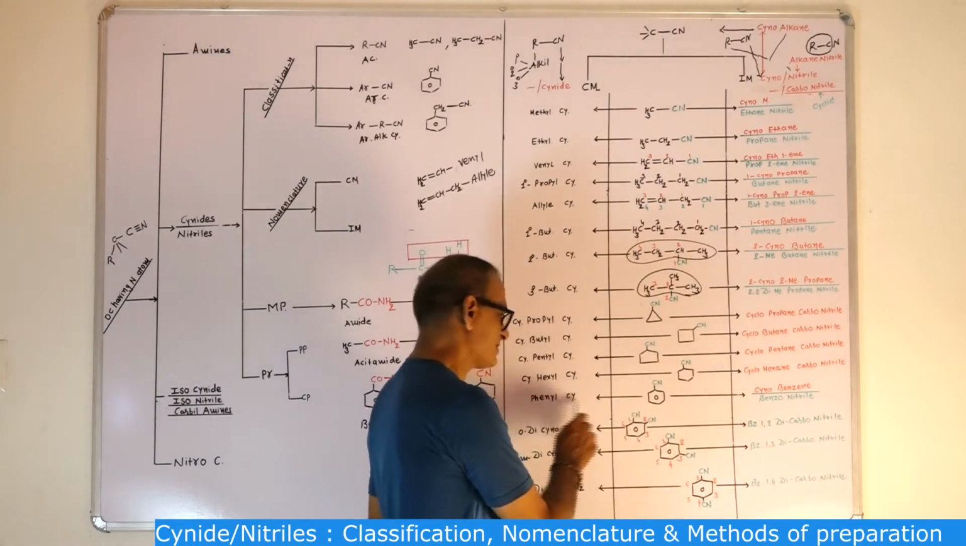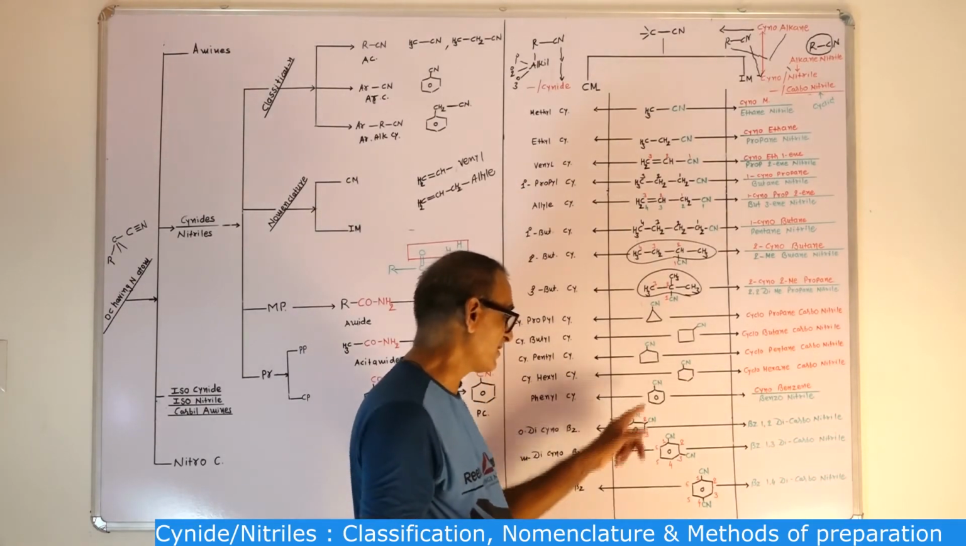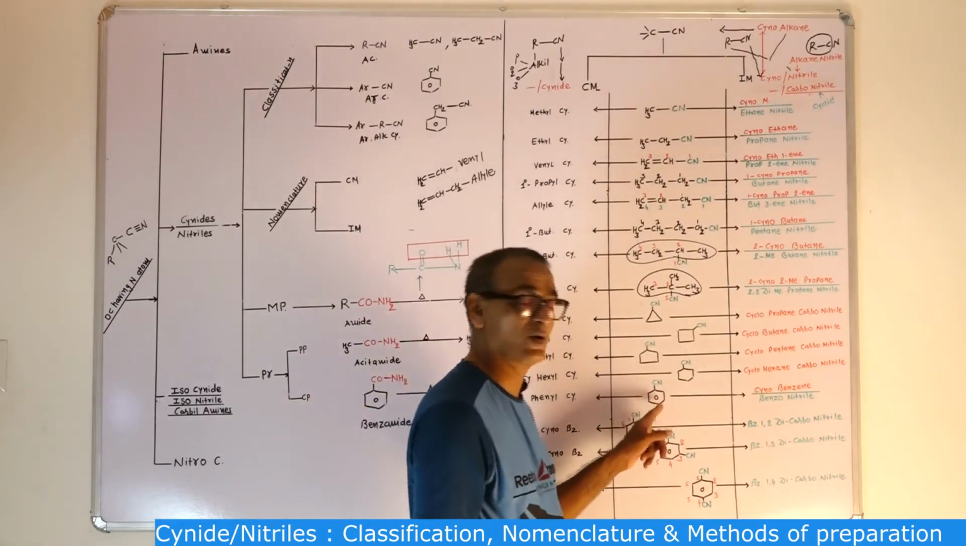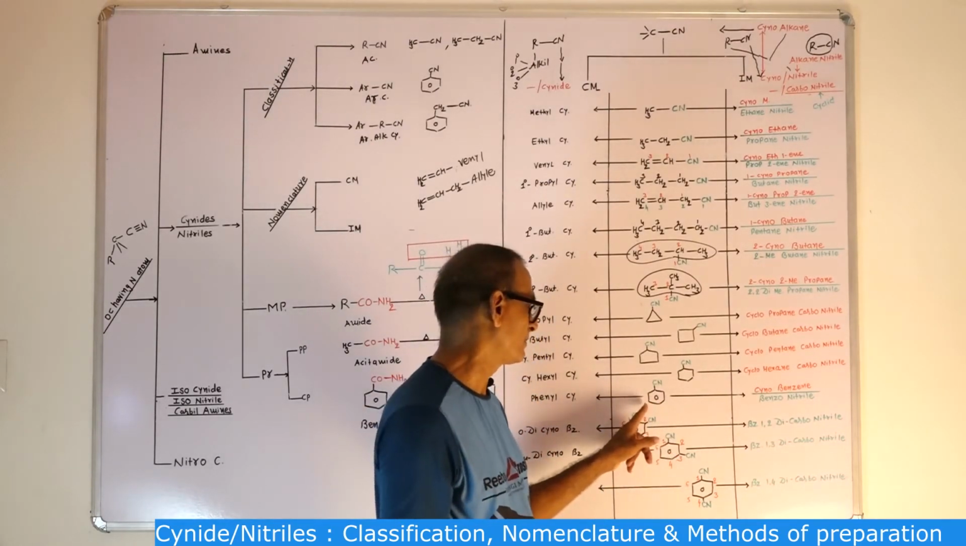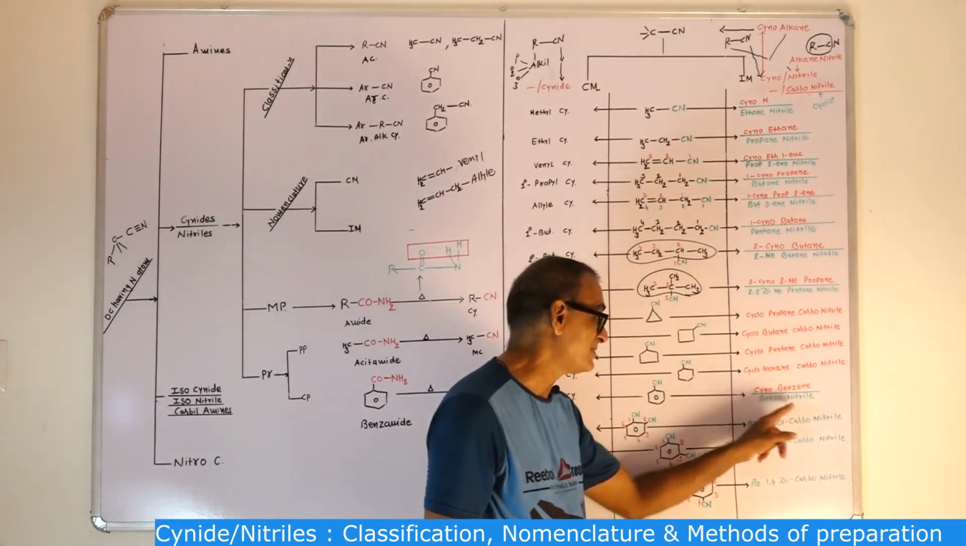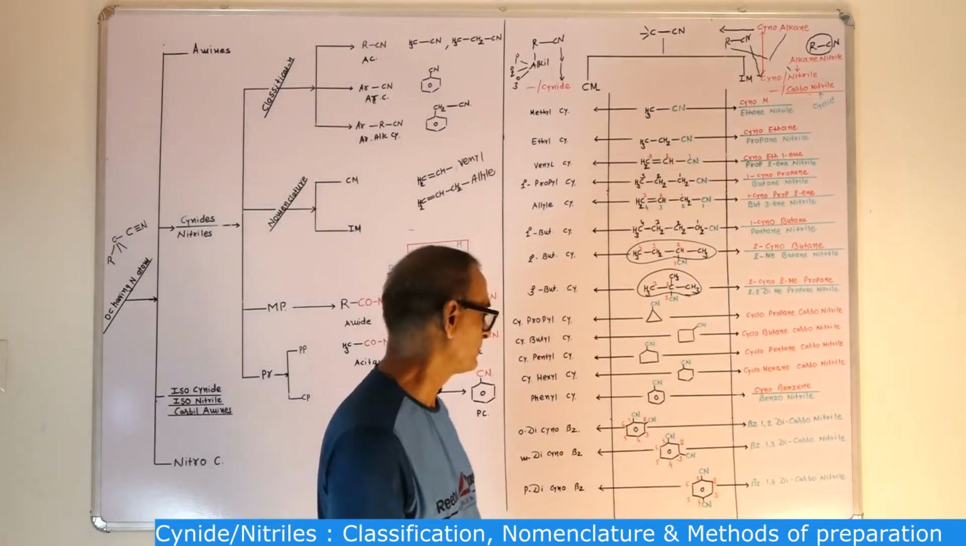This is phenyl cyanide. The circle indicates the presence of 3 double bonds, and the positions of the 3 double bonds are alternate. This is cyanobenzene, otherwise benzonitrile is the IUPAC name.